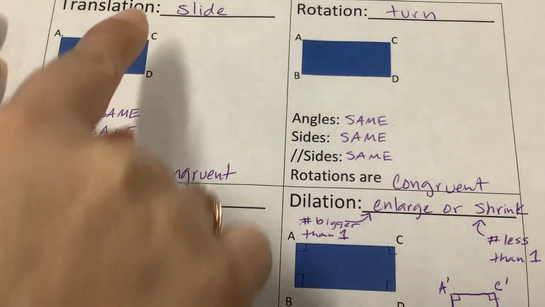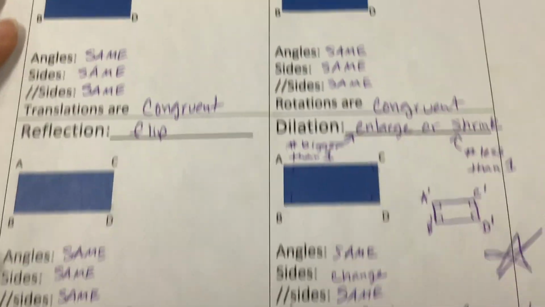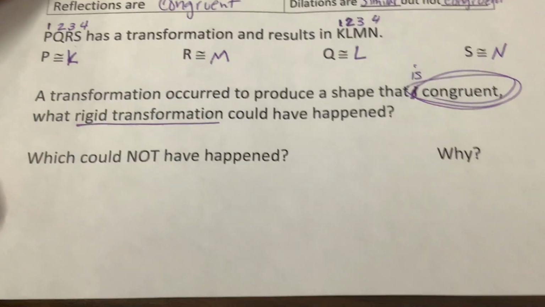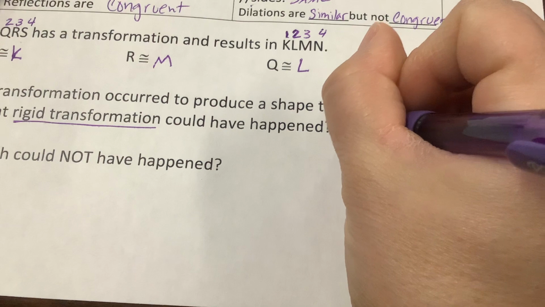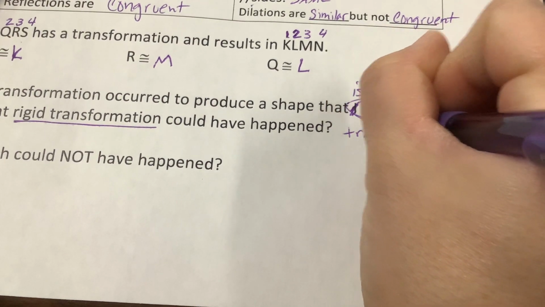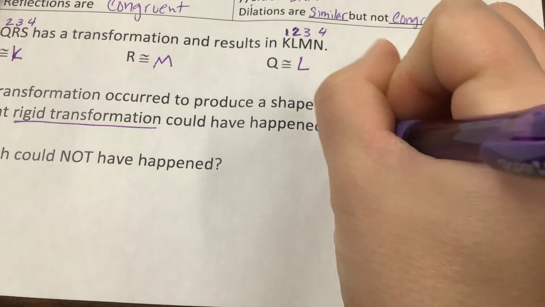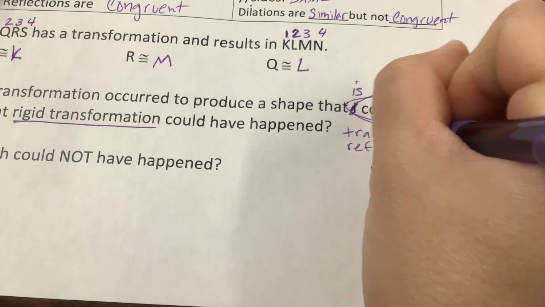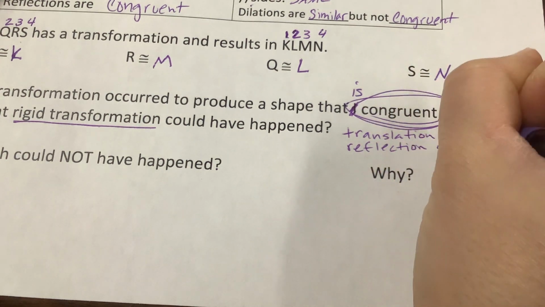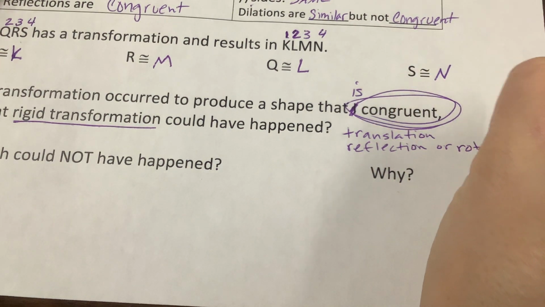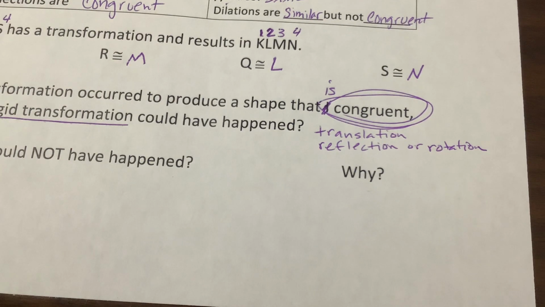Yeah, these three. Translation, rotation, reflection all remain congruent. So it could be any one of those. So that's what we need to write. It could have been a translation, reflection, or rotation. Could have been any one of those. We don't know which one unless they give us more information.